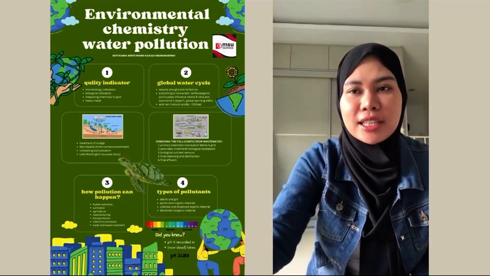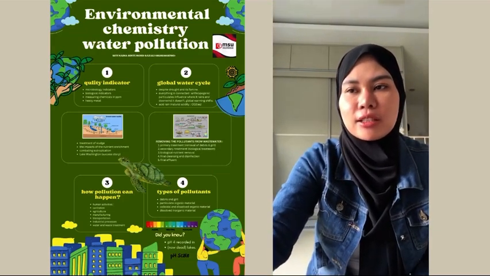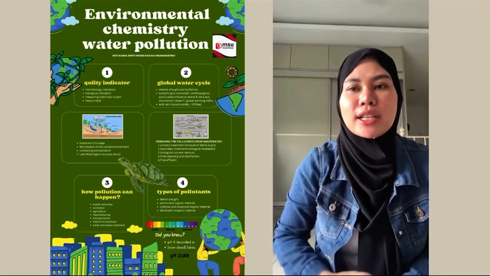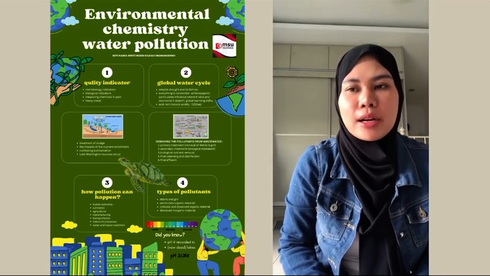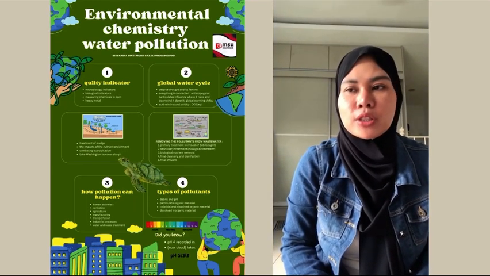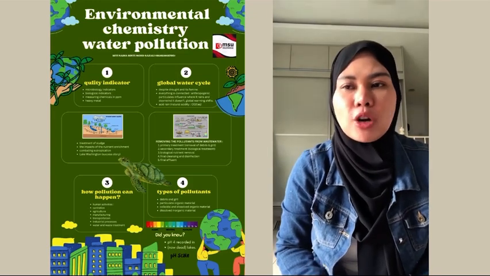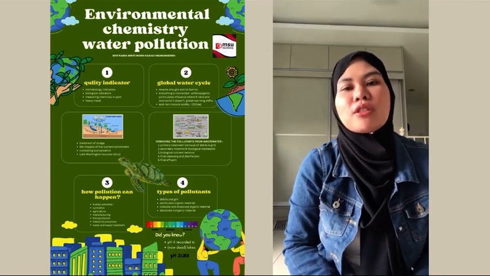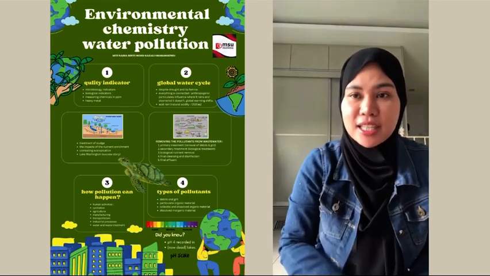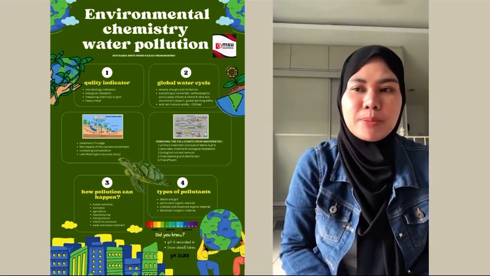Okay, the second is biological indicators. A species of aquatic organism, invertebrates, animals without a backbone, requires a certain amount of oxygen in the water to survive. Okay, the third is measuring chemicals in ppm.